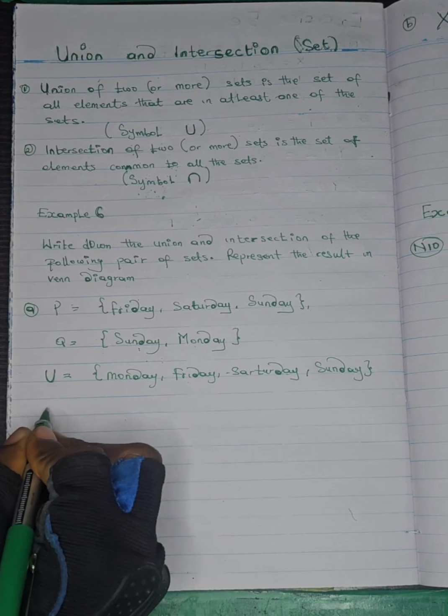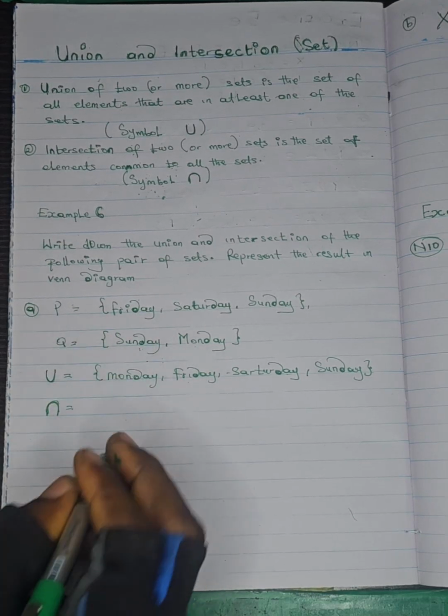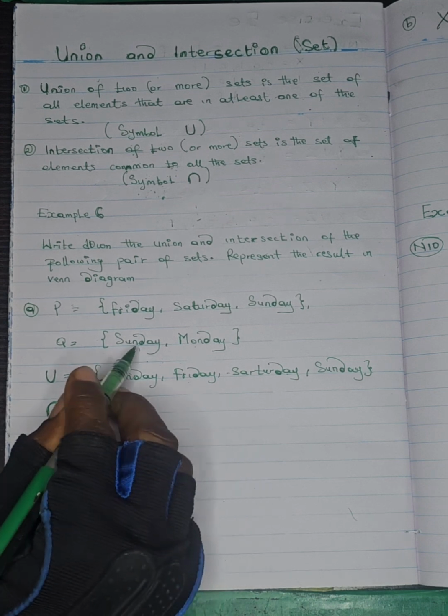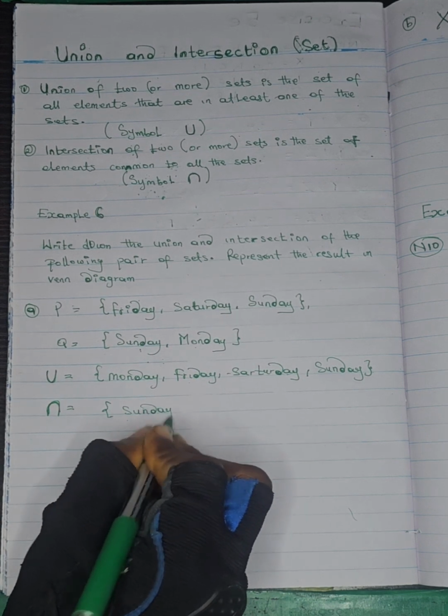While for the intersection, represented as this, we only check for what this and this have in common. So the only thing they have in common is Sunday. So for the intersection, we only have what? Sunday.